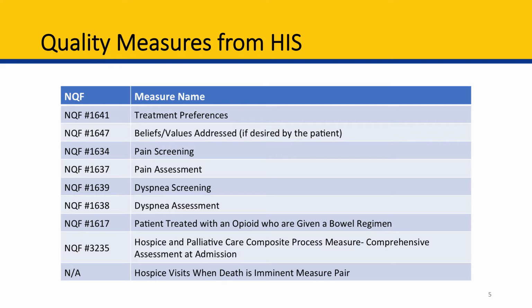Specifically, HIS data is used to calculate 9 different quality measures. 8 of the 9 measures are National Quality Forum, or NQF, endorsed. NQF-endorsed measures are considered the gold standard for healthcare measurement in the United States. The most recently NQF-endorsed measure is the composite measure. The 9th measure is the hospice visits when death is imminent measure pair.